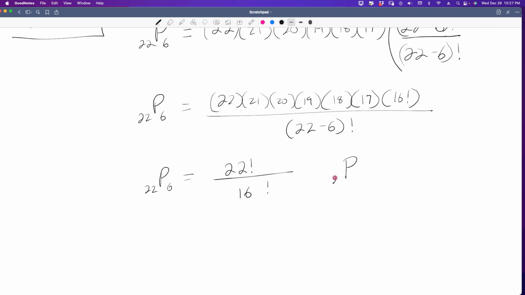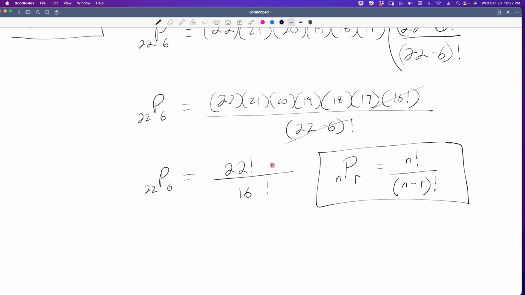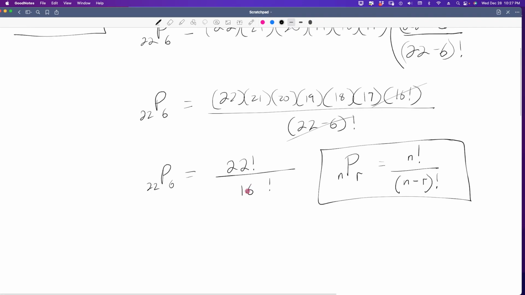So this would end up being in permutation notation, let me use a lowercase so it's consistent: the number times the rate is equal to the number factorial over the number minus the rate factorial. And that would be how we would write that out, because this would cancel that. And then we would still end up with what we originally started with, which is the 6 first permutations times each other. So let's do that and see if we get the same answer on our calculator.